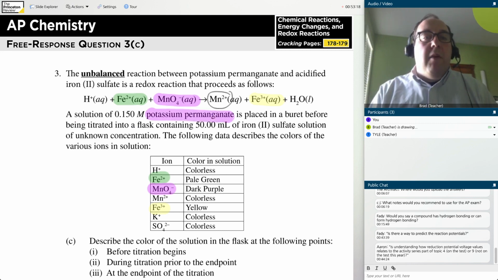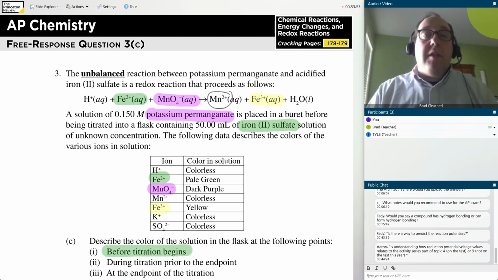is placed in a burette before being titrated into a flask, which contains this iron 2 sulfate, right? This iron 2 sulfate is green, right? And the product of it is that yellow stuff. So let's take a look at the situations here and see if we can describe the color. I've already kind of done the work for us up above. What is the color of the solution before the titration begins? Well, before the titration begins, it's just that iron sulfate, right? We haven't added any of the potassium permanganate. So before the titration begins, we're just going to have that green iron 2 sulfate in there.